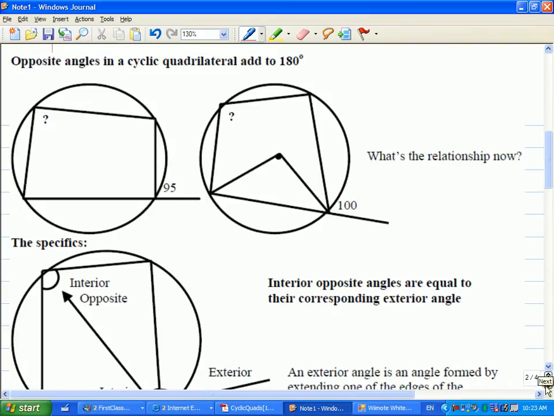Okay, now there's another property that we're going to find as well. So let's walk through this and see what we can get. If I was to tell you that this angle is 95, can you find the question mark? Yes. Can you walk me through how to do that? You can find the inside angle here, which is 85. Then what's the opposite angle going to be? 95. How did you get 95? It's got to add up to 180.